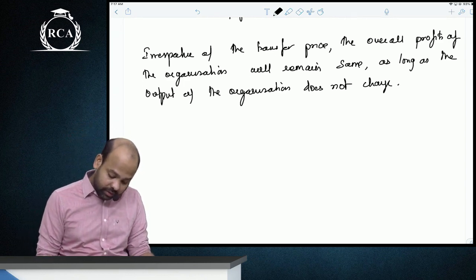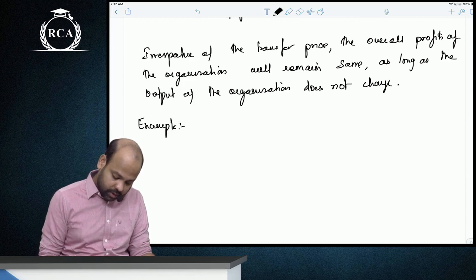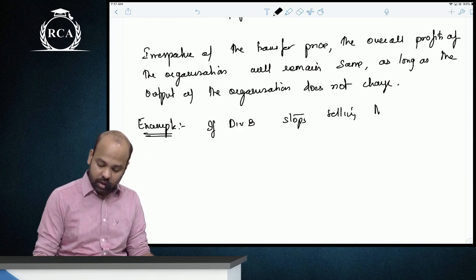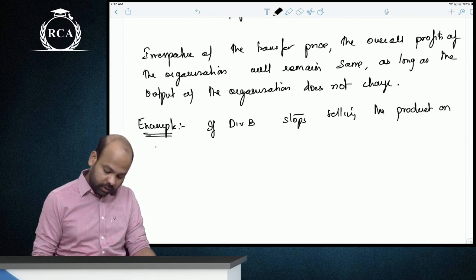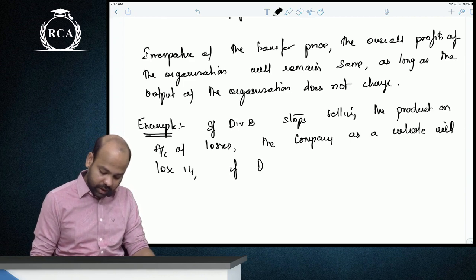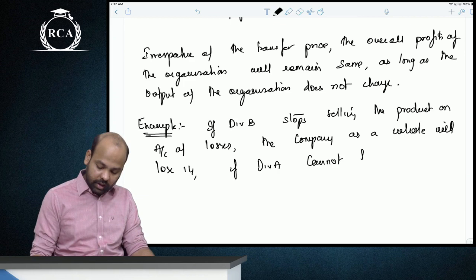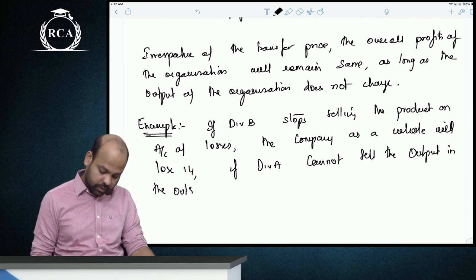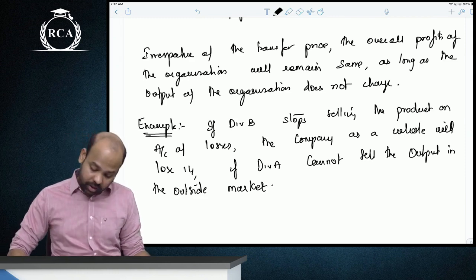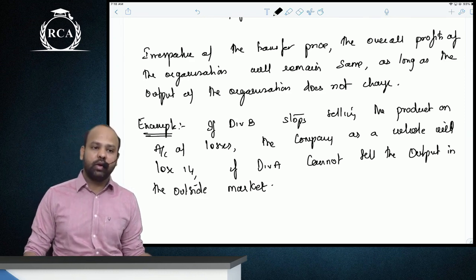See guys, for example, if division B stops selling the product, लिख लो बेटा, stop selling the product on account of losses, the company as a whole will lose 14 rupees, if division A cannot sell the output in the outside market.